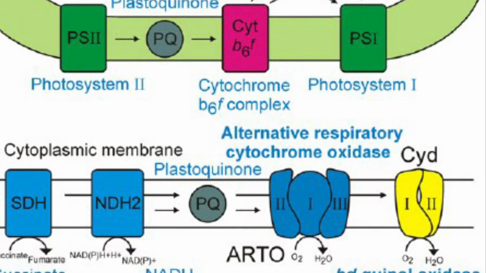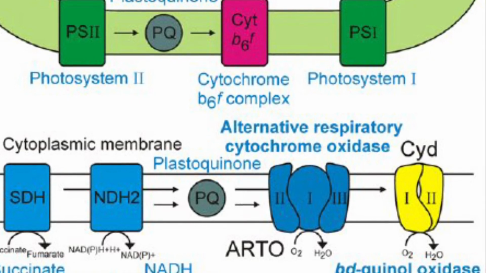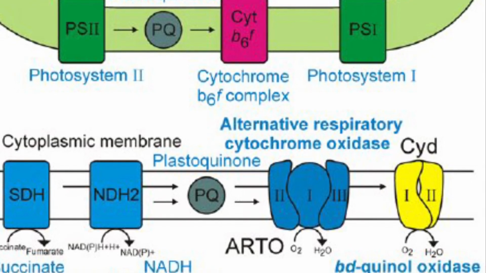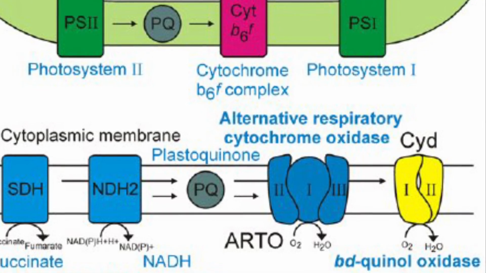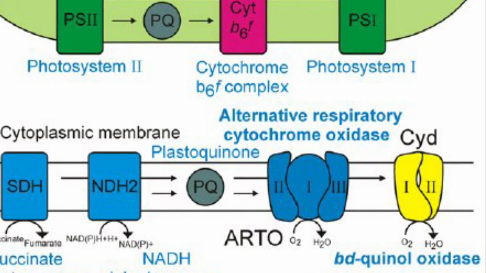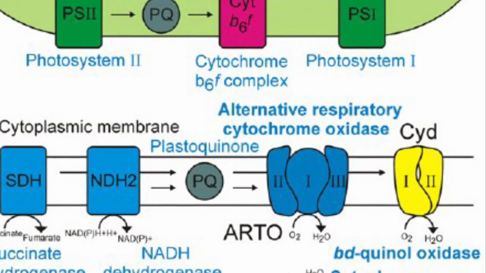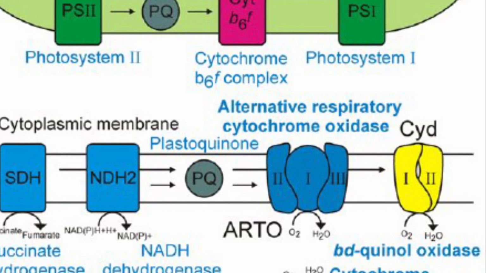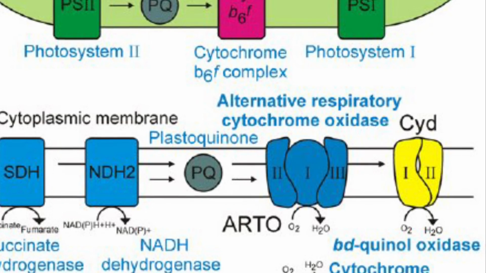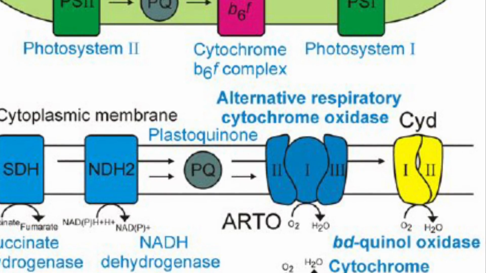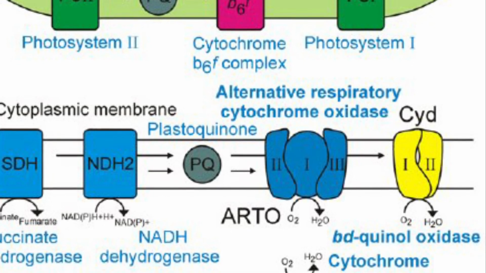This releases energy, which is used to pump H plus ions across the inner membrane. The H plus ions accumulate in the intermembrane space, creating a concentration gradient. These ions return to the matrix through ATP synthase, down the electrochemical concentration gradient. This produces ATP by chemiosmosis. This is the final step.